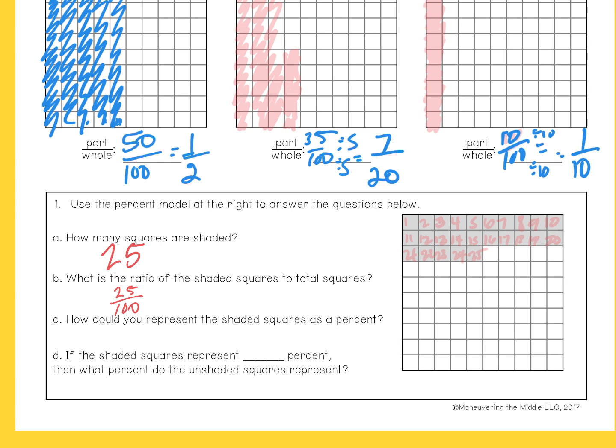And to represent that as a decimal, I know 25 out of 100 is just 25%. So if the shaded squares represent 25%, then what percent do the unshaded squares represent? I know that there's 100 total, and 25 of them are shaded. So that means that 75 of them are not shaded. So 75 out of 100 would be 75% that are not shaded.